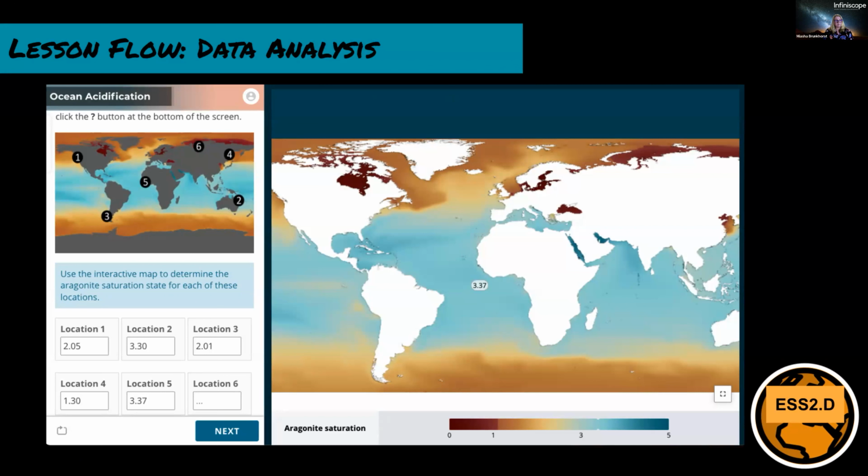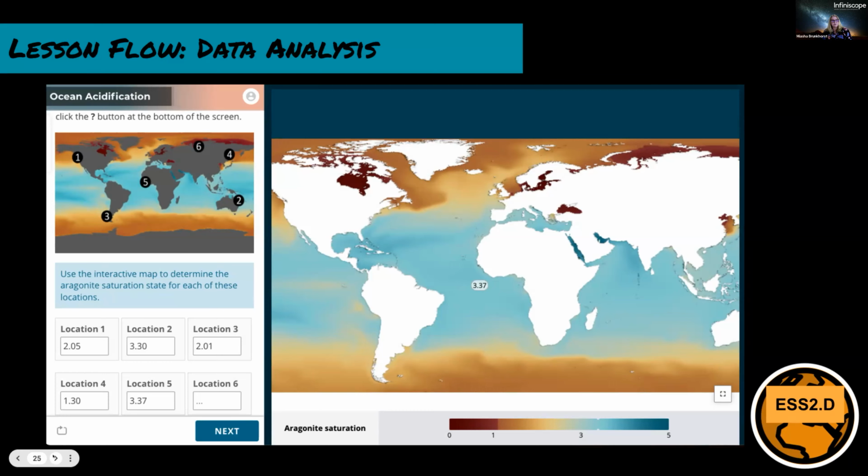Students use this simulation and they observe global aragonite saturation states. They identify that in some areas the saturation state is low, in some it's high, and it tends to be all over. There's no one place where everything's low or everything's high. Then students track aragonite saturation states over time, and they notice a general decrease.